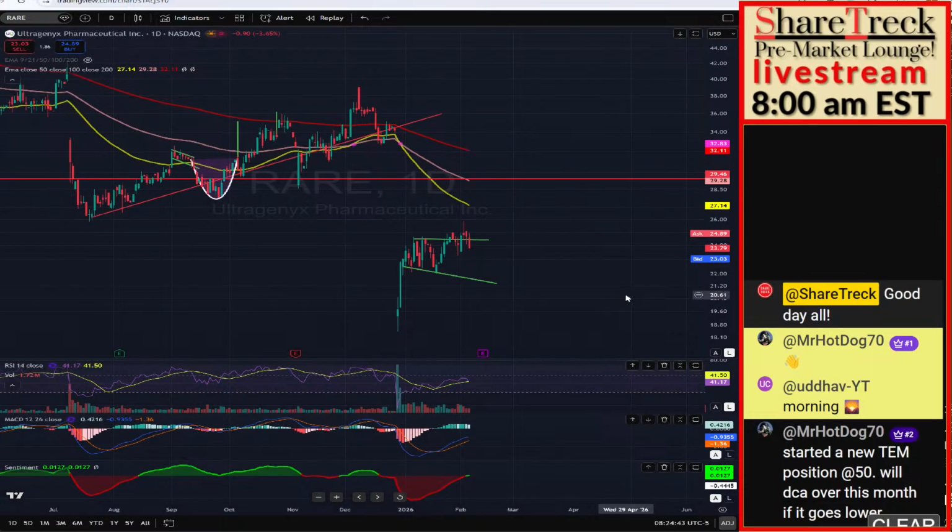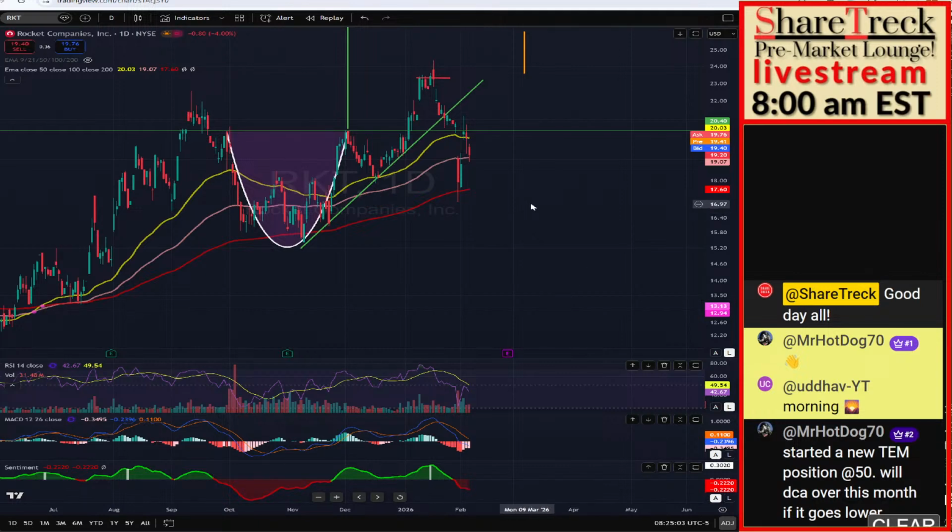Look at Ultragenyx. Ultragenyx is in a very weak position, but it is still struggling. I can see that we are back into the bull flag. We'll see what happens going forward, but I don't have much clarity on what Ultragenyx is doing right now.